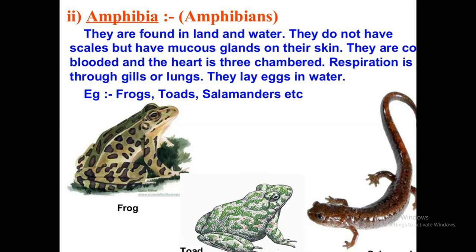They are also cold-blooded, and their heart is three chambered. Fishes had a two-chambered heart, but in the case of amphibia the heart is three chambered. Respiration is through gills or lungs, because they are found in terrestrial as well as aquatic conditions. So they have both organs for respiration. They also lay eggs in water.